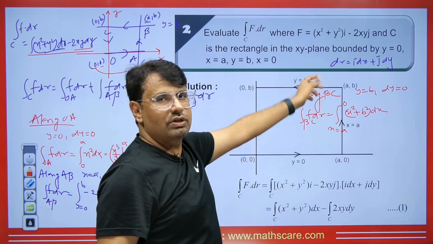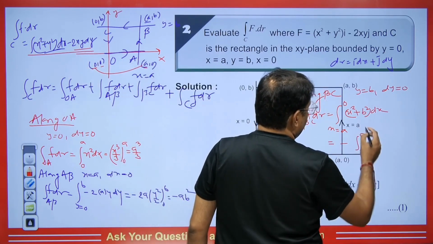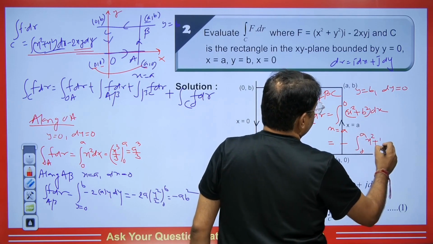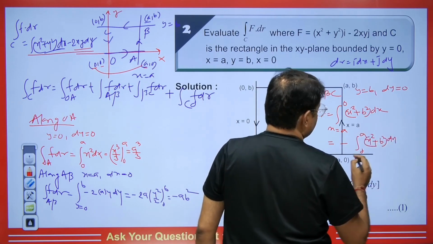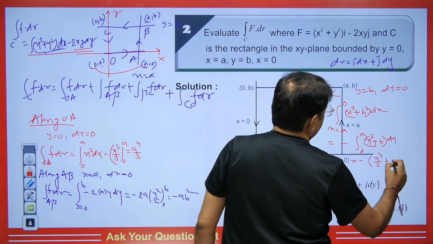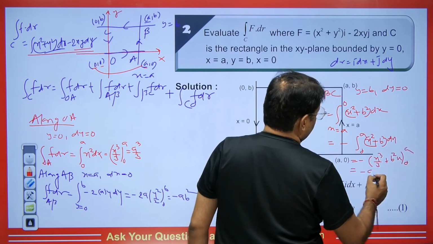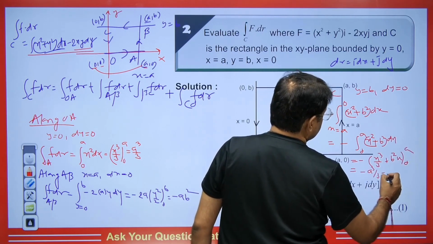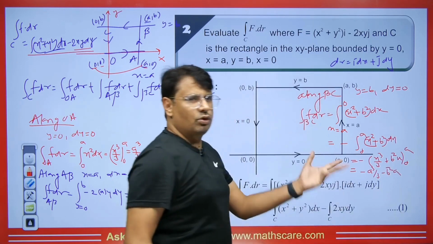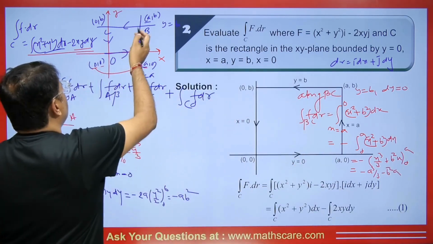Now, since this is going from A to 0, we will change the limit. What will it be? Minus 0 to A. And then this will become X square, B square and dx, right? And when we do its integration, we will get X cube by 3 plus B square X. The limit will be from 0 to A. When we put this, we get minus A cube by 3 minus B square A, right? 0 will remain 0.